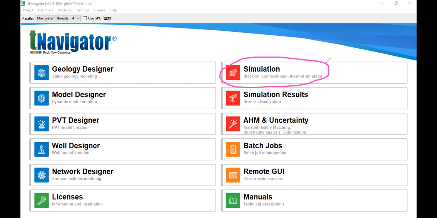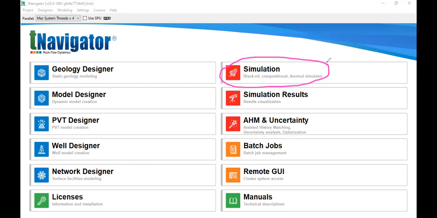In a previous class, I mentioned that like Eclipse, they have their black oil and they have the compositional simulator. The black oil being Eclipse 100, and then the compositional being Eclipse 300. I don't know what the thermal simulator for Eclipse is called. For CMG, that's Computer Modeling Group, they have IMEX, which is the black oil simulator. They have GEM, which is the compositional simulator. They have STARS, which is the thermal simulator.